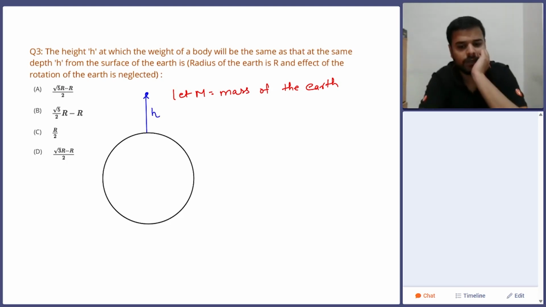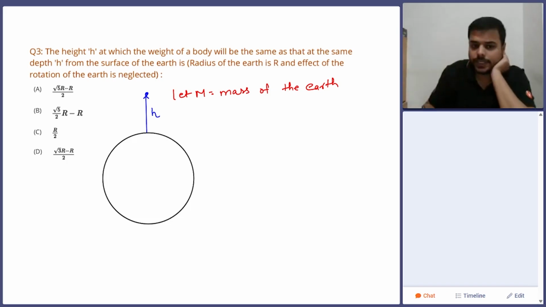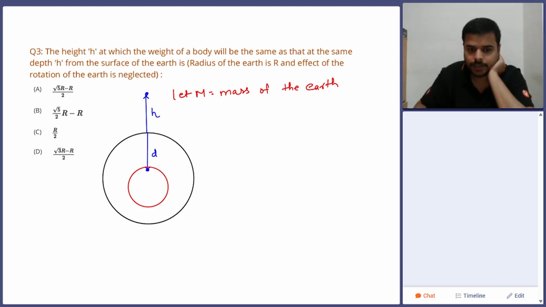And now what we did, we took the object at a depth which is equal to that height, which is h. So the depth and the height will be same. So the object will be taken down like this. This is the depth. And now suppose the object is here. So now if you draw a concentric circle, it will be somewhat like this, right? And this will be the center of the earth, and this will be the radius of the earth, which is 6400 kilometers, right?